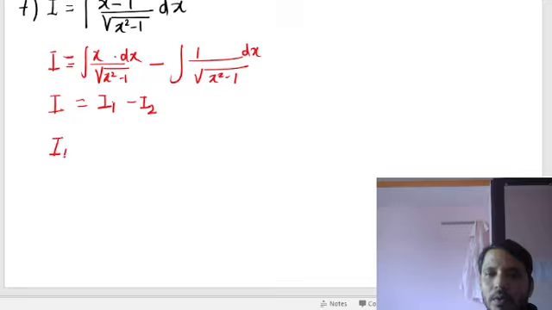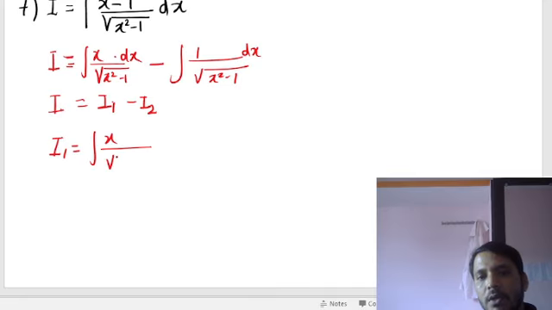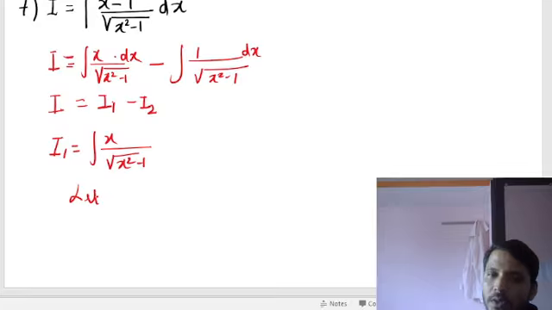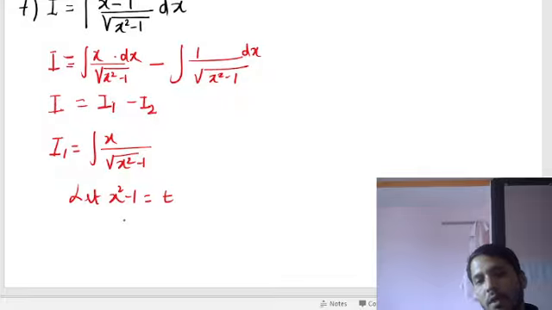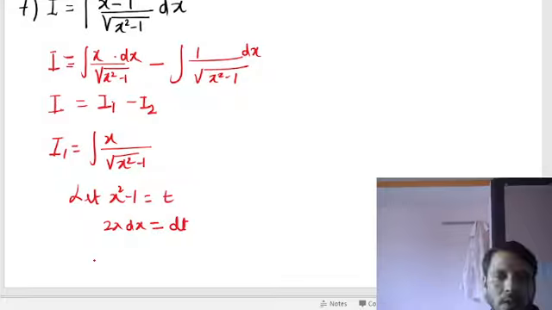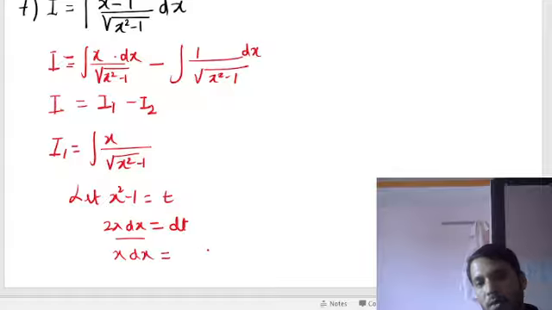Our I1 is very simple. I1 we have given here x divided by under root of x square minus 1. So just substitute x square minus 1 equal to t. Their differentiation will be 2x dx, and this is equal to dt. Here x into dx is present in the numerator, so the value of x dx is equal to 1 by 2 of dt.